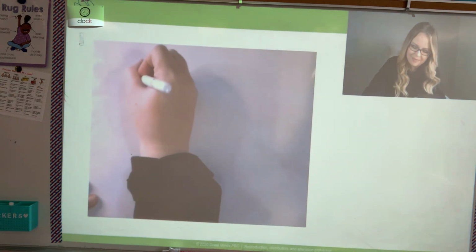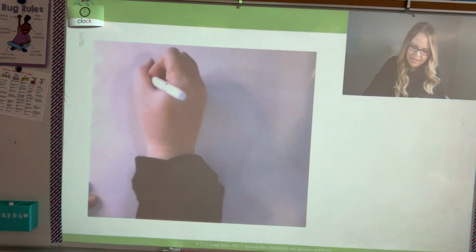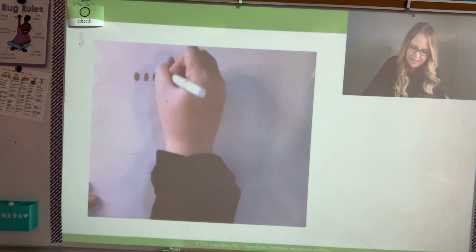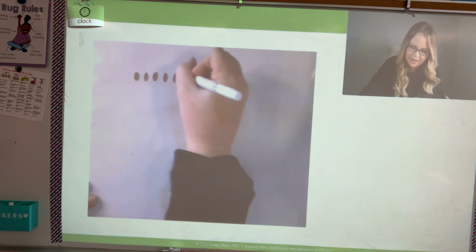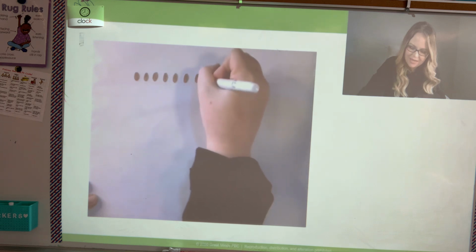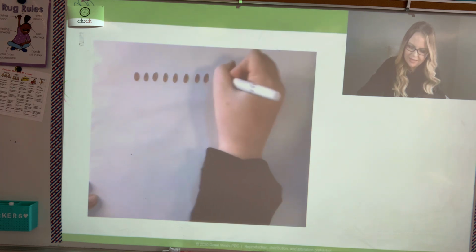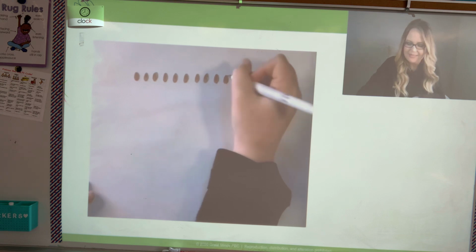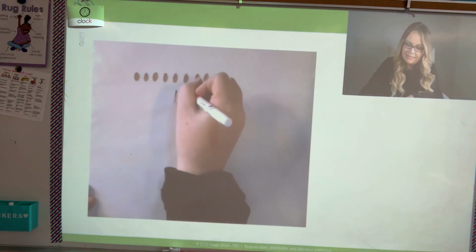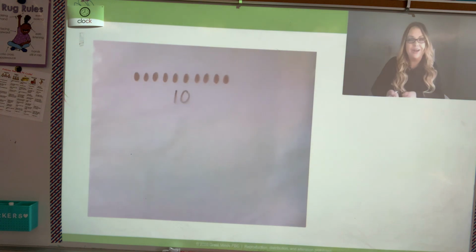I think she's going to draw them the 5 group way. 1, 2, 3, 4, 5, let's see. 6. She didn't. She drew them the regular way. 7, 8, 9, 10. Now we want to write that number underneath our beans. So Nancy had 10 beans all together.